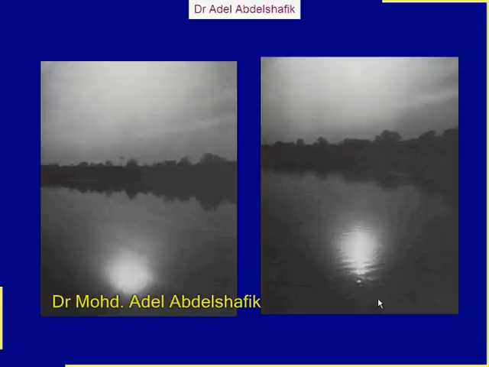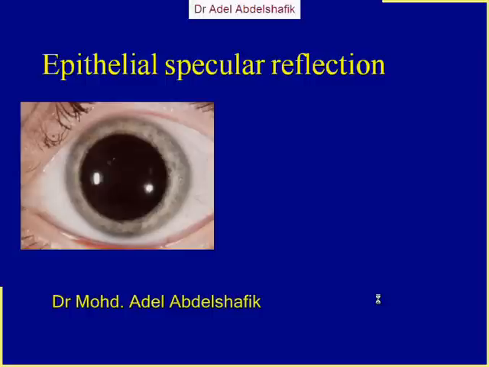Normally, we are accustomed to have this specular reflection when we are examining the cornea with the torch, the source of light. This is the reflection of light on the surface of the cornea. It's a homogeneous reflection, so the surface is homogeneous.